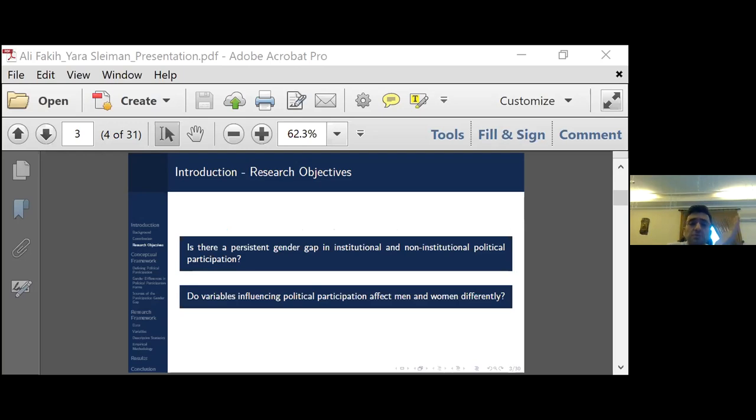Basically we ask two types of questions that are correlated. First, we assess whether there is a persistent gender gap in both institutional and non-institutional forms. And second, we evaluate whether variables influencing political participation affect men and women differently. Given the importance of political and civic engagement in the region following the Arab Spring uprising, evaluating such inequality is essential for policy makers. To the best of our knowledge, very few studies have assessed these research questions in the context of the political transformations resulting from the Arab Spring.